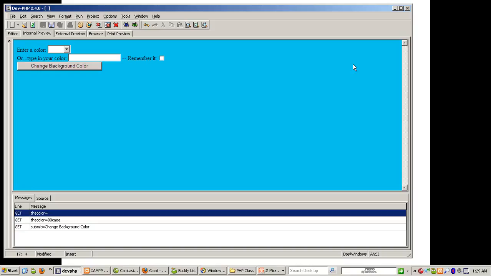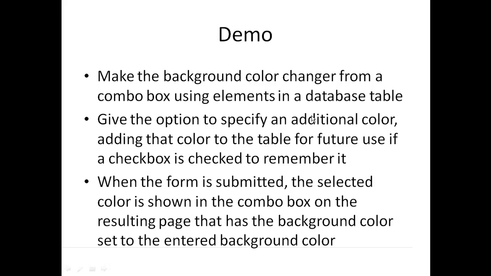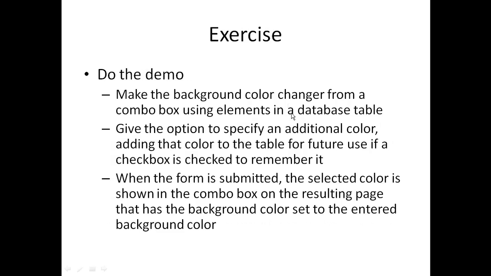All right, let me move over to the exercise. The exercise is to do the demo: make a background color changer from the combo box using elements in the database table. Give the option to specify an additional color, adding that color to the table for future use if a checkbox is checked to remember it. When the form is submitted, the selected color is shown in the combo box on the resulting page that has the background color set to the entered background color.